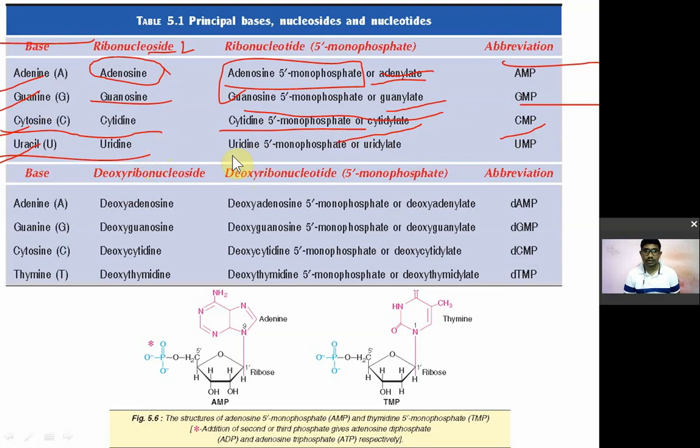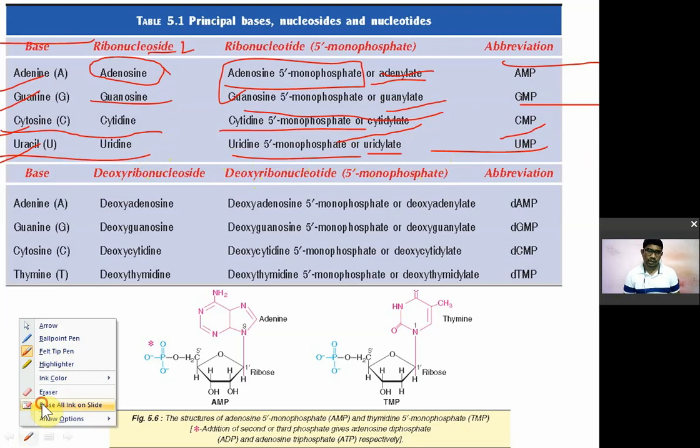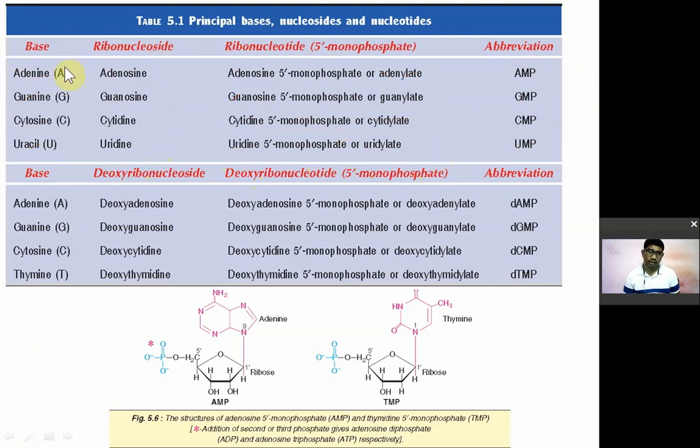The nucleoside is uridine. The nucleotide is uridine monophosphate or uridylate. So UMP is the abbreviation. These are the ribonucleotides. So you saw the earlier ones; these are the ribonucleotides. They are present in RNA.